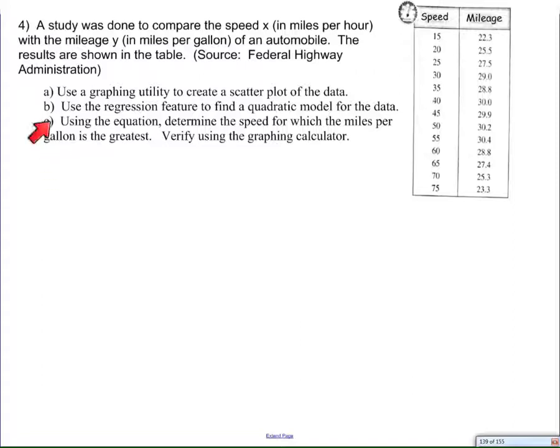Now, reading the individual questions, we need to make a scatter plot, so I need to make sure I know how to do that. Use the regression feature, I have to make sure I know how to do that. Determine the speed for which miles per gallon is the greatest. We're talking about greatest mileage, which means we're looking for the maximum, so we're looking for the vertex. I'm probably going to use that negative b over 2a.